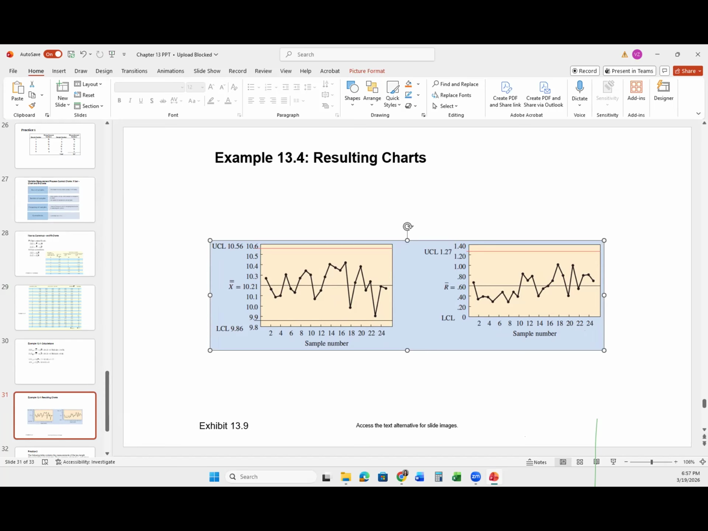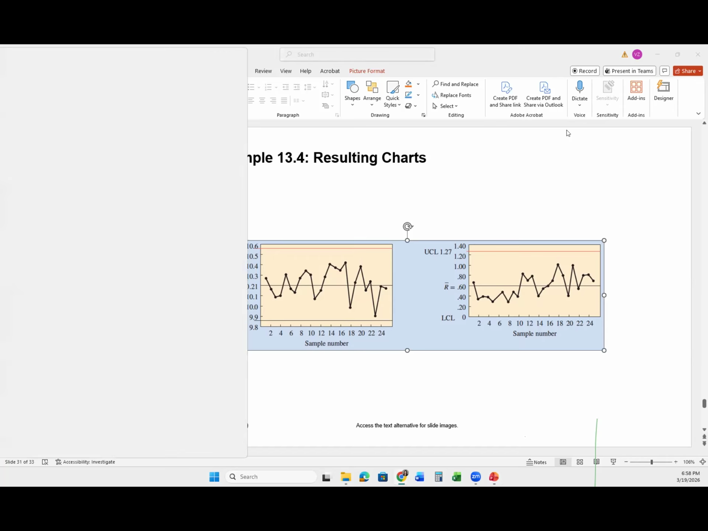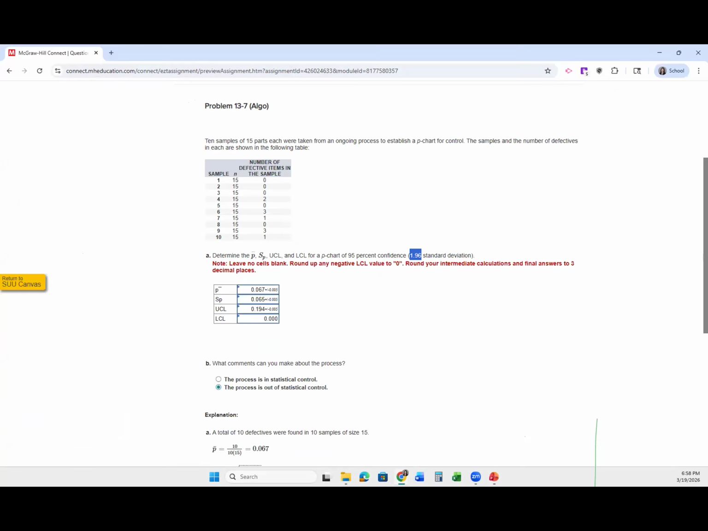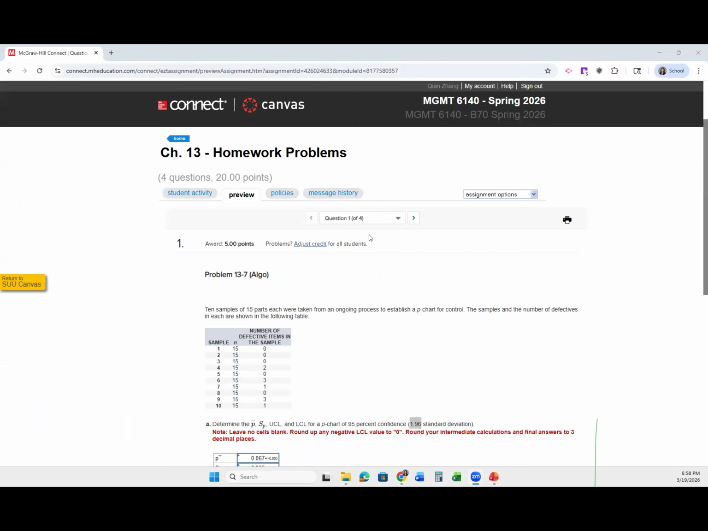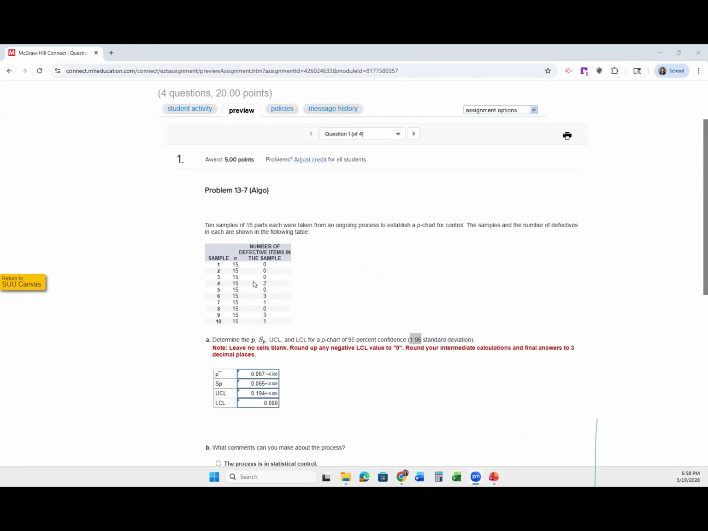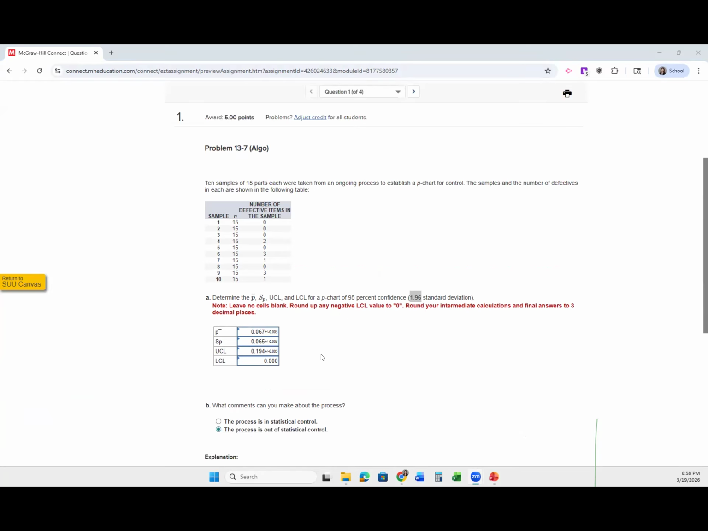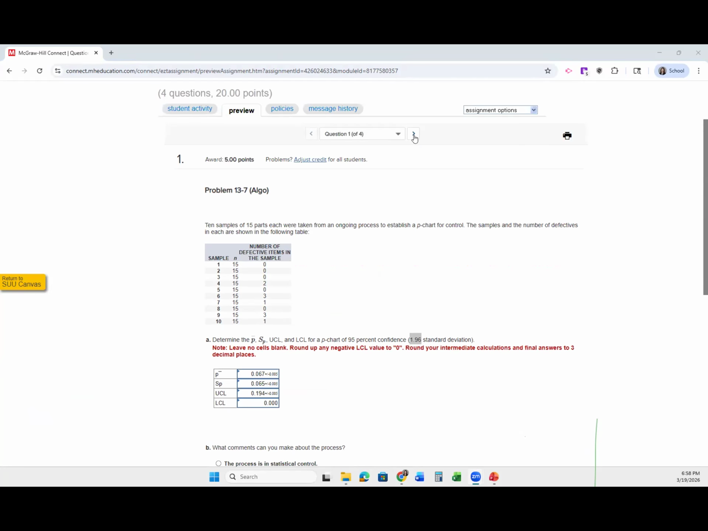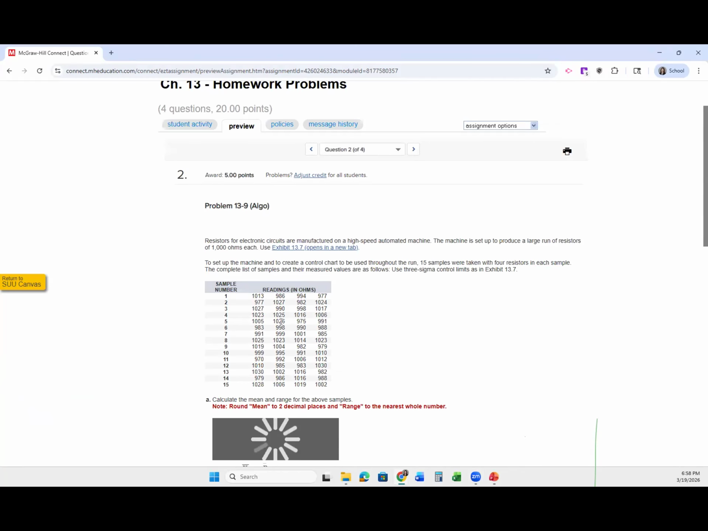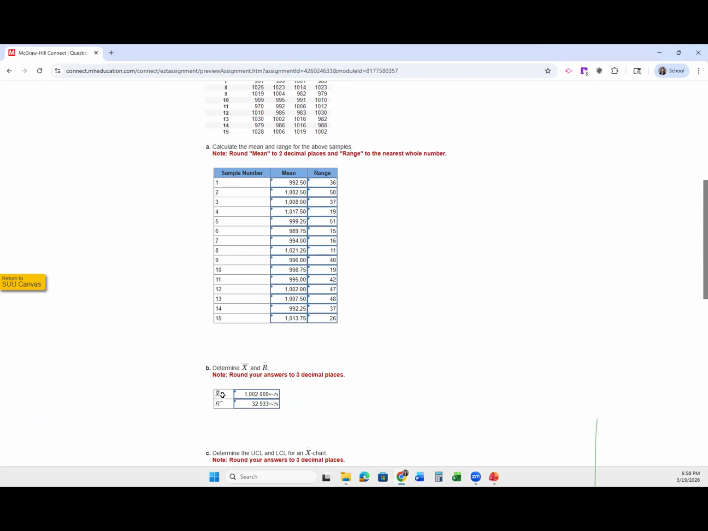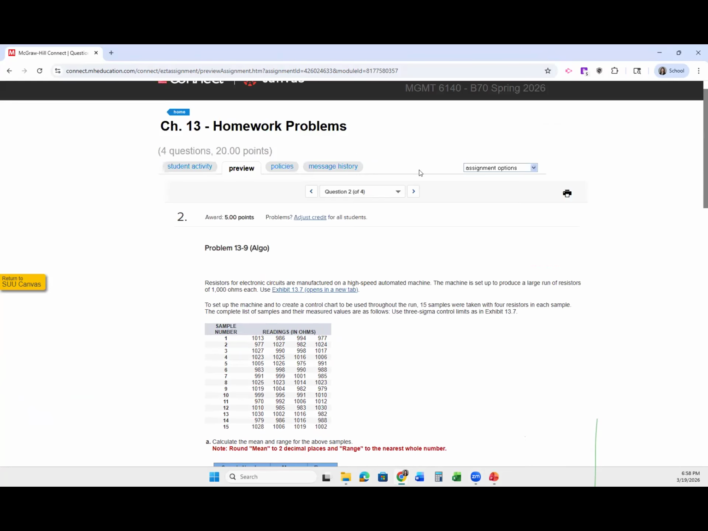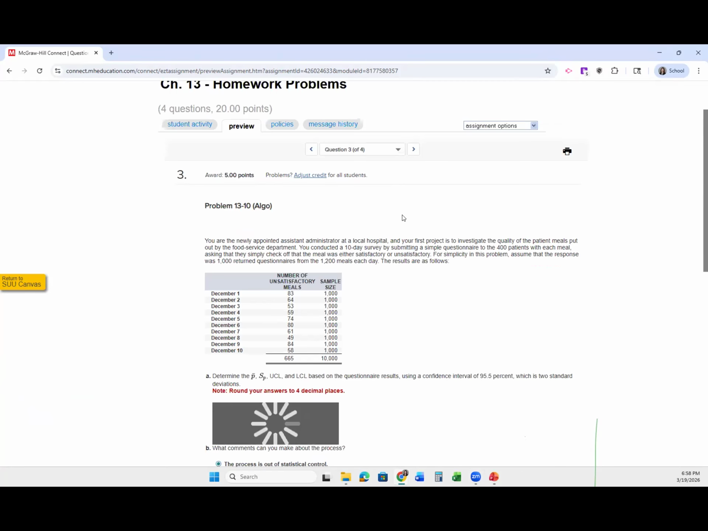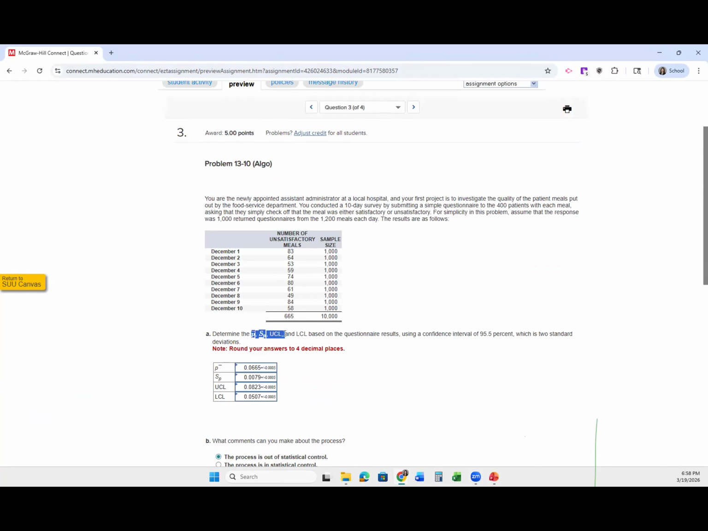So this is all the problems for chapter 13. If you open your chapter 13 here, question 1 relates to the P-chart. You just need to go over the formula for the P-chart, then you will be able to figure out how to do all the questions here. Question 2 relates to the X bar chart and R chart, so you just need to figure that out. And question 3 is back to the P-chart again, so you just do the P-chart again.